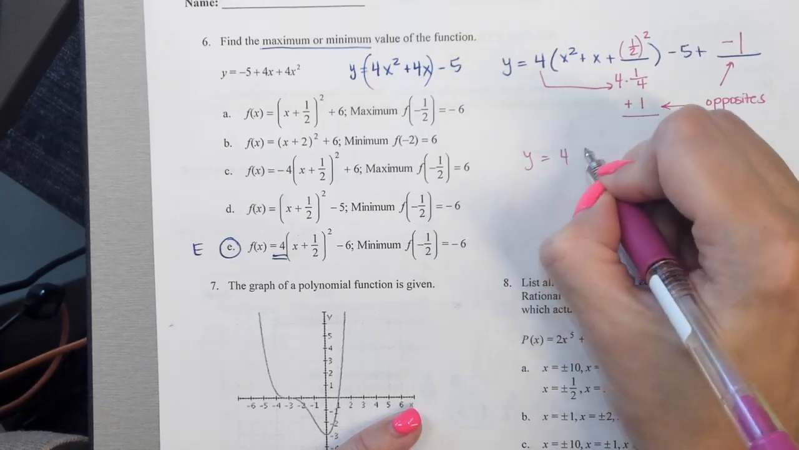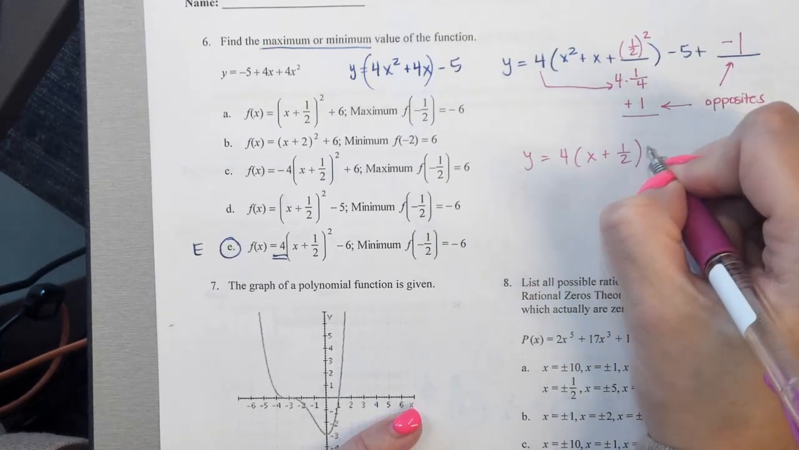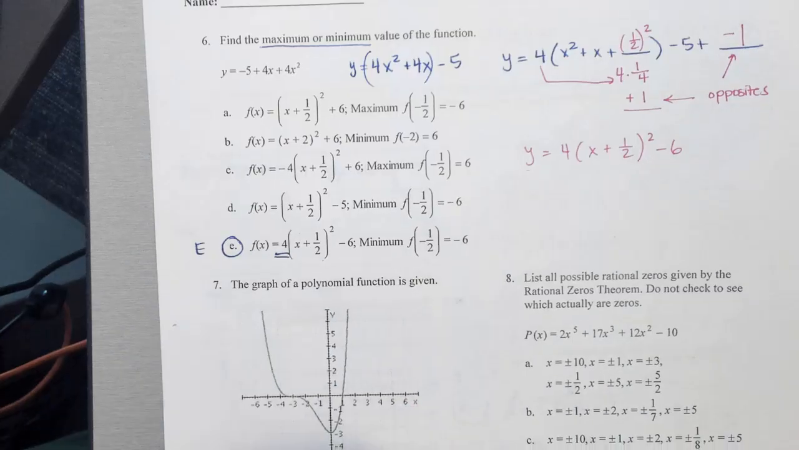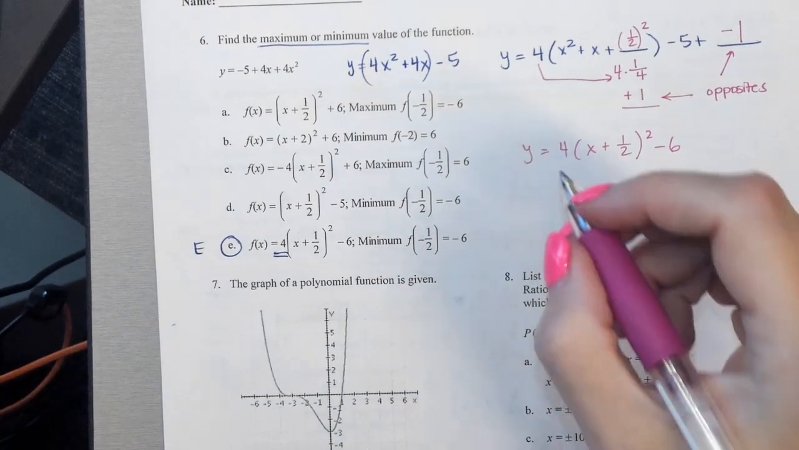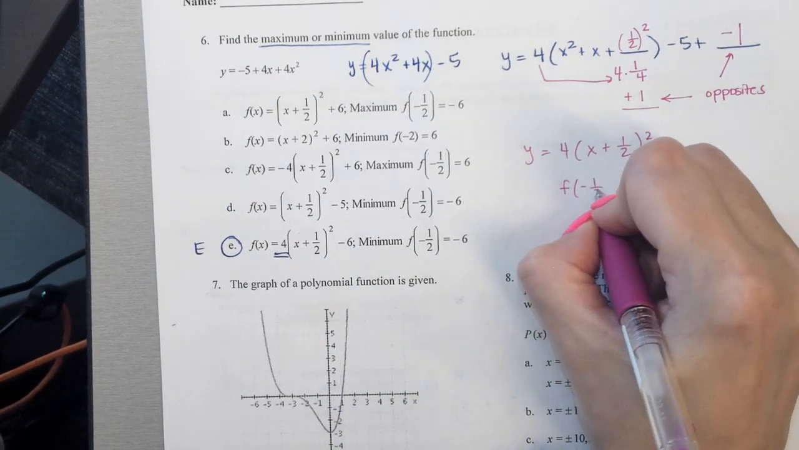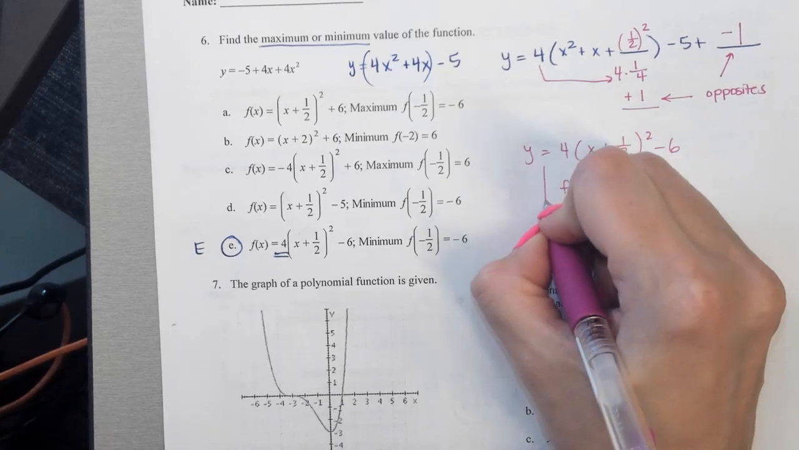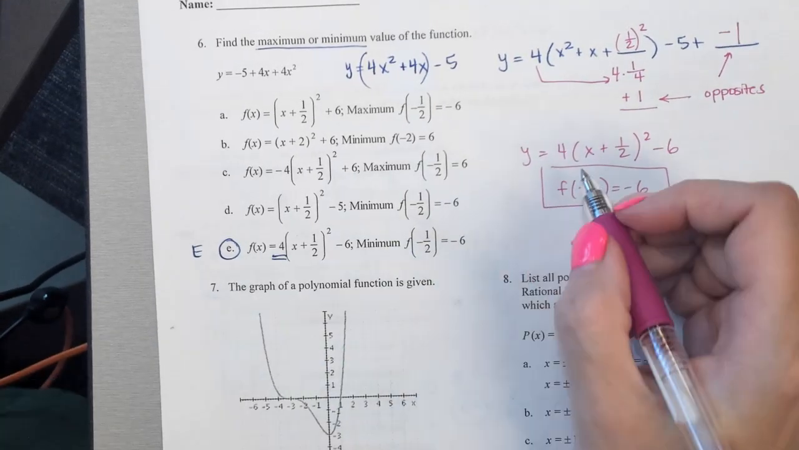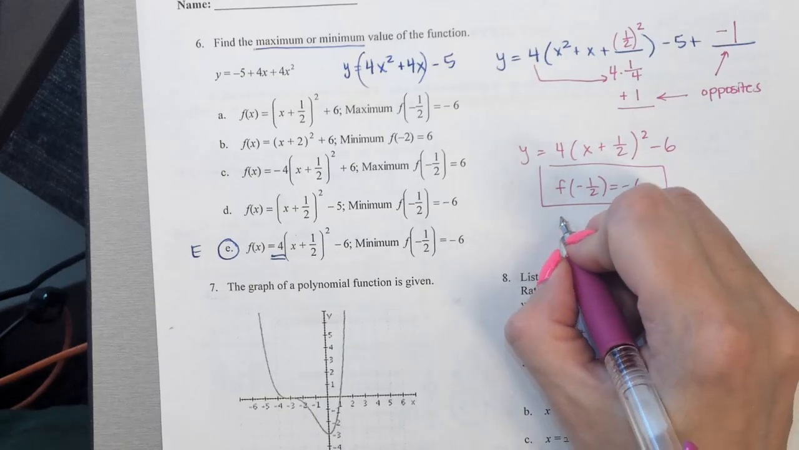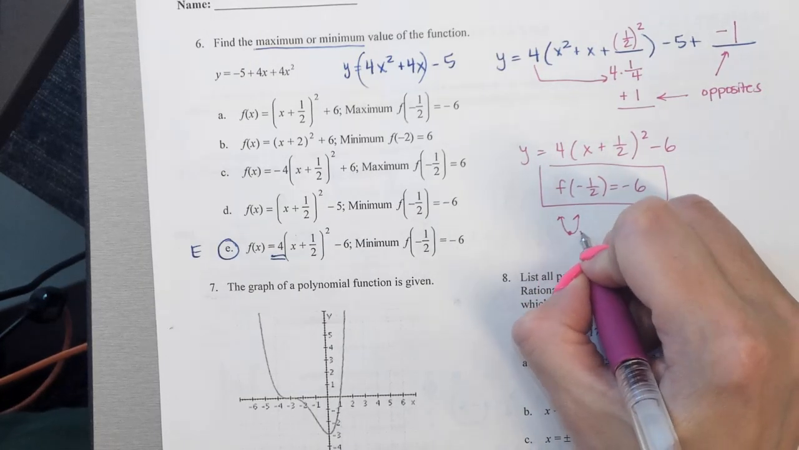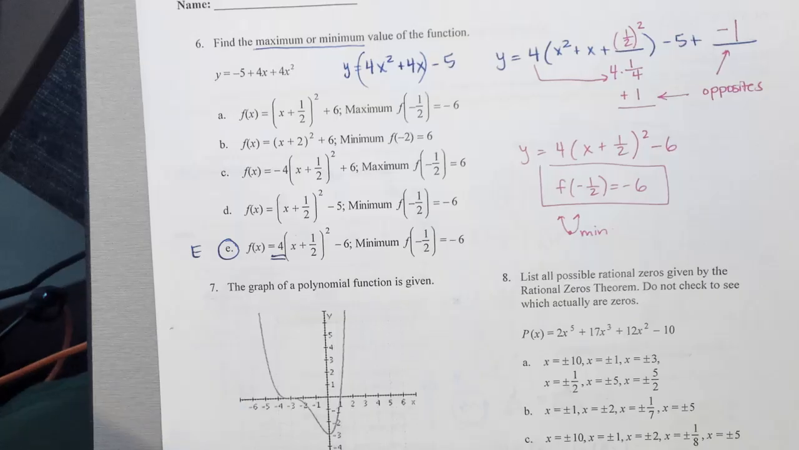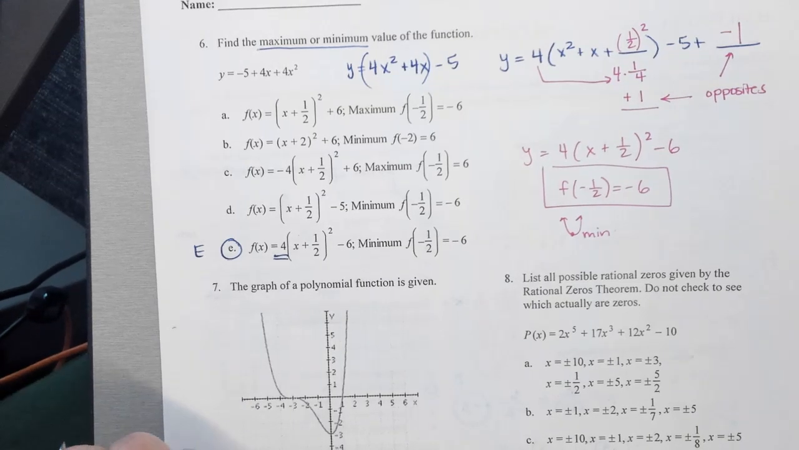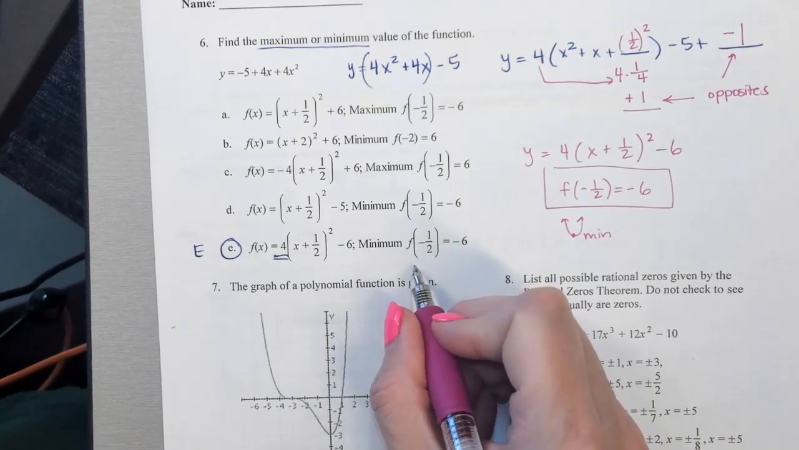So this would be 4(x + 1/2)² − 6. And then if I write this in function notation, f(−1/2) = −6. Okay, because the a value is positive, it opens upward, and there's a minimum. Okay, so it has to be E.